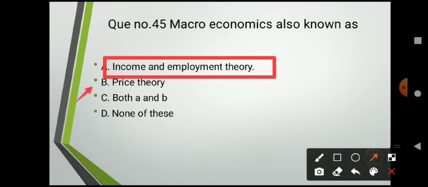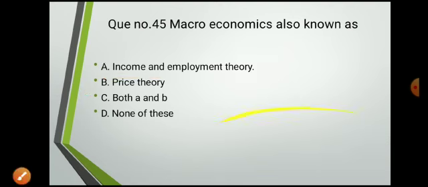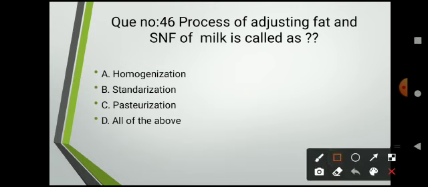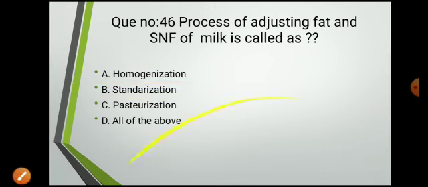Keep in mind. Question number 46. The process of adjusting the fat and SNF of milk is called as. Options are homogenization, standardization, pasteurization, and all of the above. And the correct answer is option B, standardization. It is the process of adjusting the fat and solids-not-fat of milk. It is the standardization.